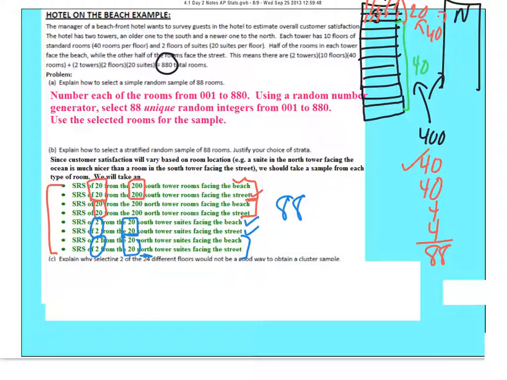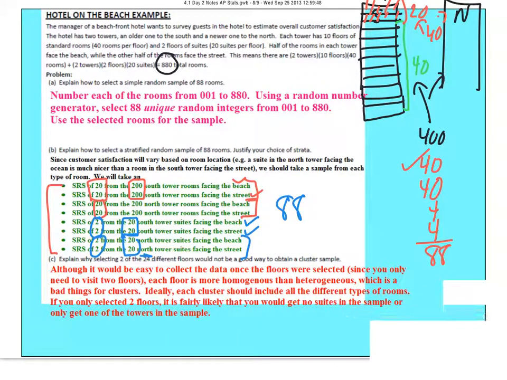Lastly, explain why selecting 2 of the 24 different floors would not be a good way to obtain a cluster sample in this case. Well, a cluster sample is not going to be the best option for this because although it would be easy to collect the data once the floors were selected, each floor is more homogeneous than it is heterogeneous. Homogeneous means each floor has more in common than they are different. So if you pick by floor, you're not going to get a good mini population. So that's bad for clustering.